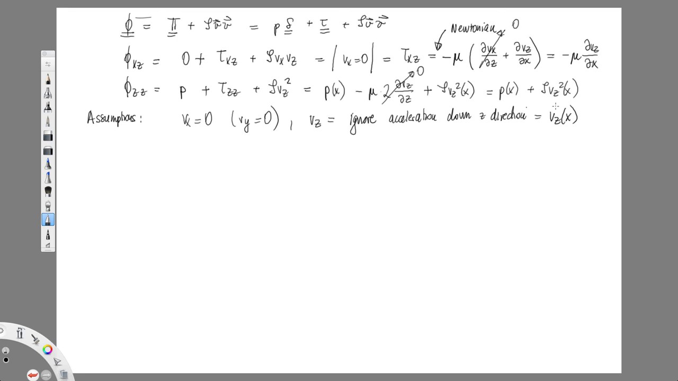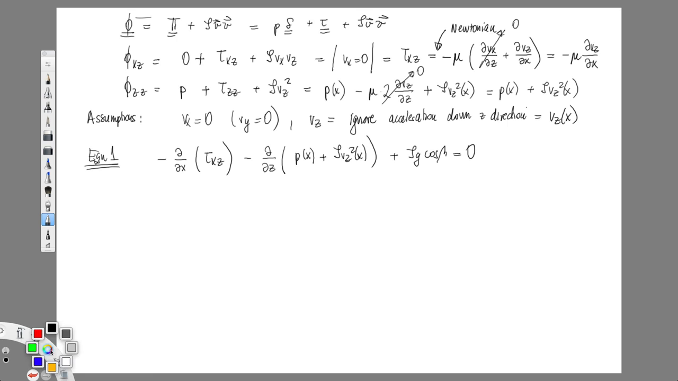Okay. All right, so now I can actually go back to my equation one. So I had the partial derivative with respect to x of phi xz, right? And phi xz is my tau xz, minus the partial derivative with respect to z of my phi zz. And phi zz is P of x plus rho vz square of x, plus rho g cosine beta is equal to zero. Good news is this depends only on x. So this is zero because I'm looking at the partial derivative with respect to z.